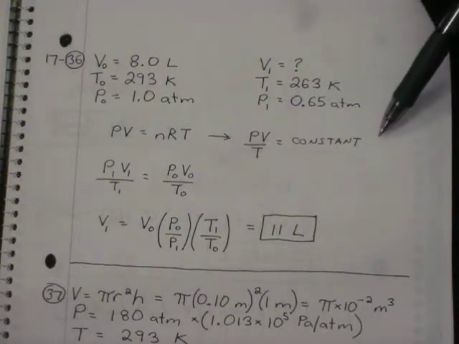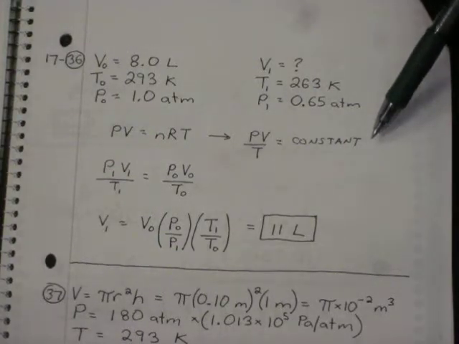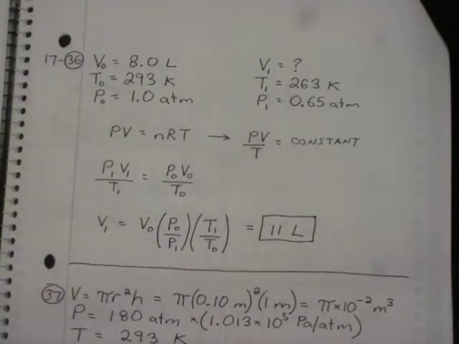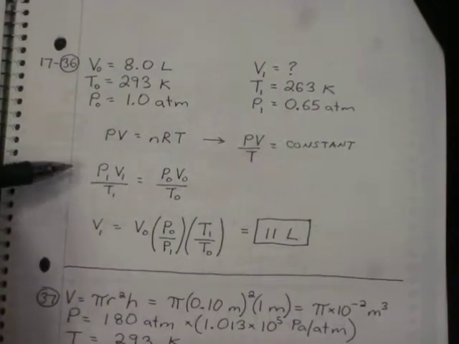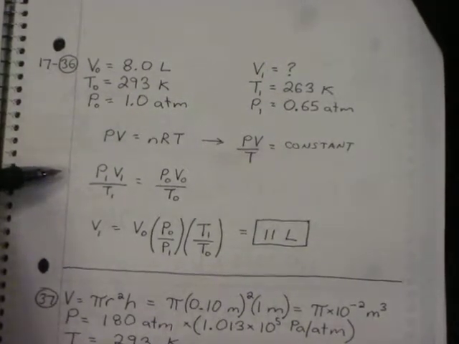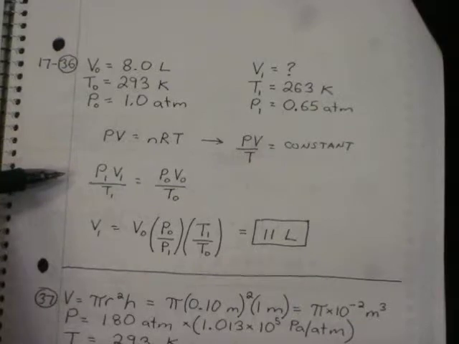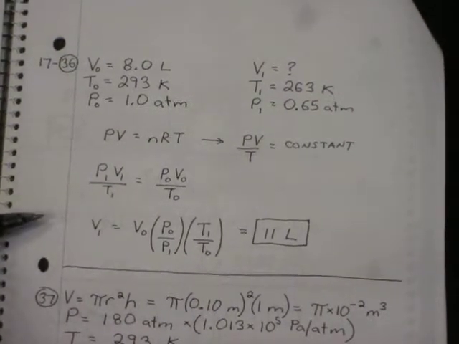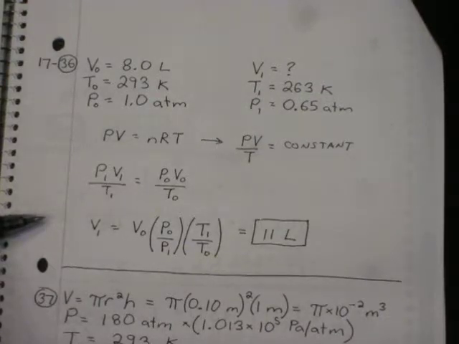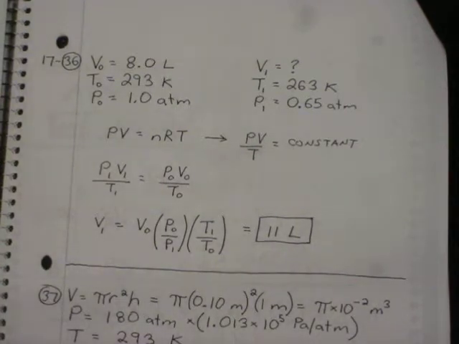So we'll take PV equals nRT, put everything changing on the left, everything constant on the right, so we're left with, once again, PV over T equals constant. And then I can say pressure times volume over temperature final equals pressure times volume over temperature initial. And we're going to solve this algebraically for V1, giving us V1 equals V0 times P0 over P1 times T1 over T0. You plug in all those values and you should get 11 liters.